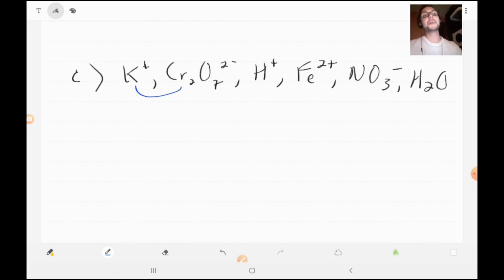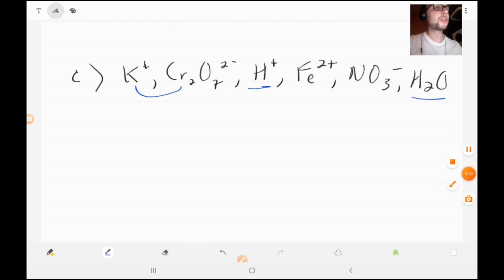Dichromate is a polyatomic ion, so you don't split polyatomic ions, but we do split the potassium from the dichromate because it's an ionic compound. We also split the iron 2 plus from the nitrate because it is an ionic compound. We added H plus because it said acidic. Whenever it says acidic, always make sure to add H plus. And we added water because it did say solution.